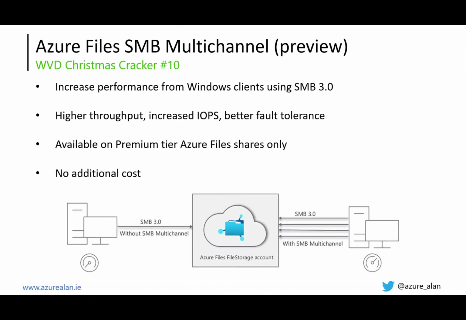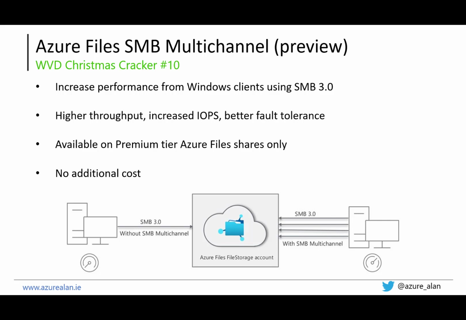On to number 10 now, and this is another public preview feature that was just announced at the time of recording. This is Azure Files SMB multi-channel. So your Windows client machines will be using the SMB 3.0 protocol to access file shares. So again, if you take the example of your FSLogix file share, if you're putting that on Azure Files on the premium tier, right now that will be using just a single channel to access that file share.